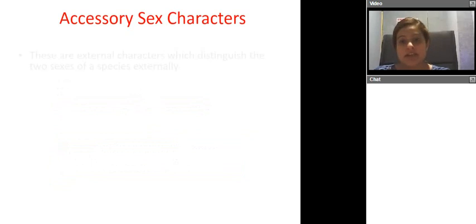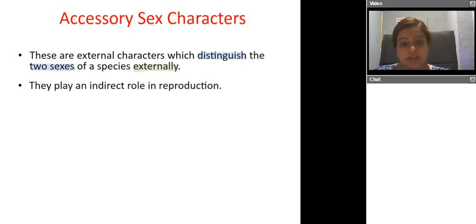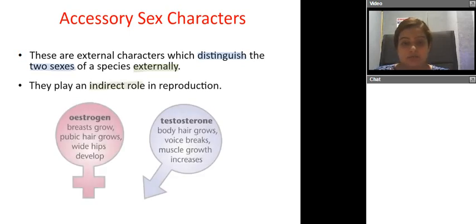Now we come to the accessory sex characters. The accessory sex characters are those that distinguish between the male sex and the female sex. This can be done with the help of certain external differences between them. They help indirectly in the process of reproduction. For example, the hormone estrogen that is secreted in females helps in growing of breast, pubic hair, widening of the hips and also develops them. So these are the accessory sex characteristics of females.